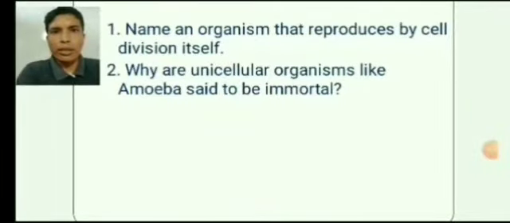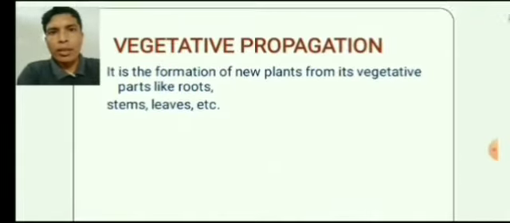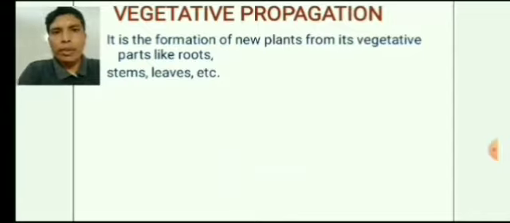Now let's go to vegetative propagation. What is vegetative propagation? Vegetative propagation is the formation of new plants from its vegetative parts like roots, stems, leaves, etc. As we know, vegetative parts are other than the sexual parts. In higher plants like flowering plants, the vegetative parts are root, stem, and leaf. They are other than the sexual parts like fruit, flower, and seed.